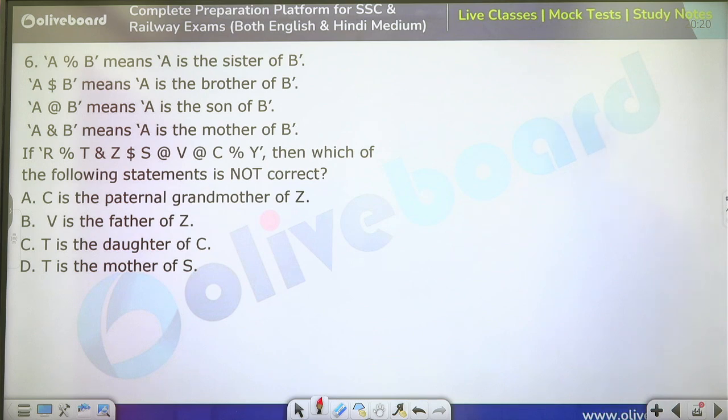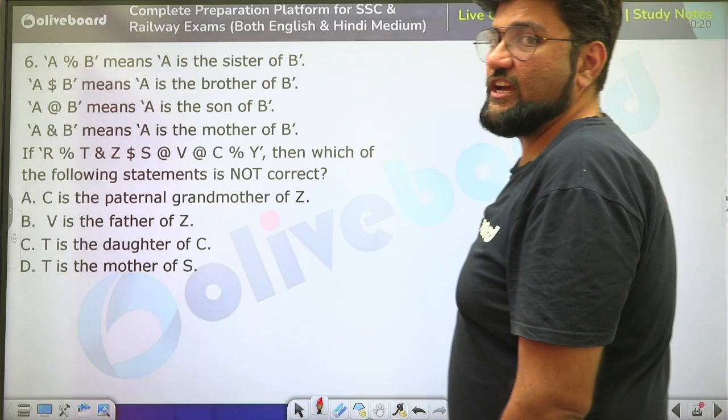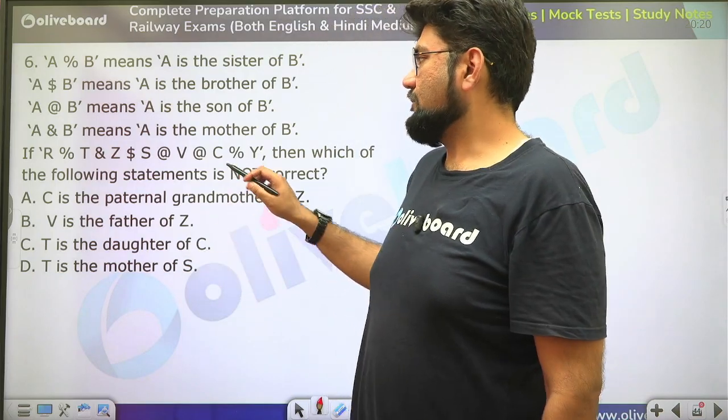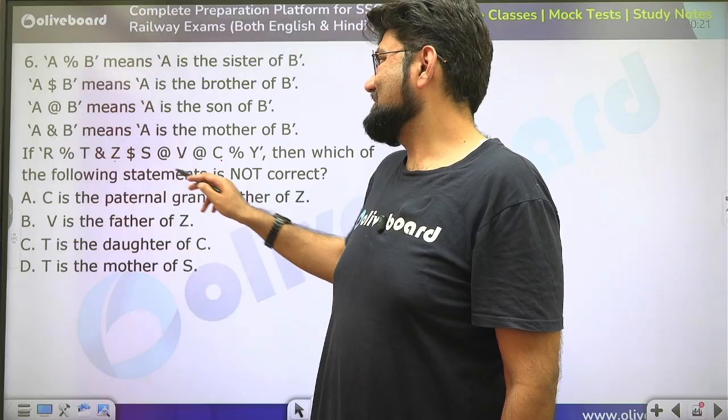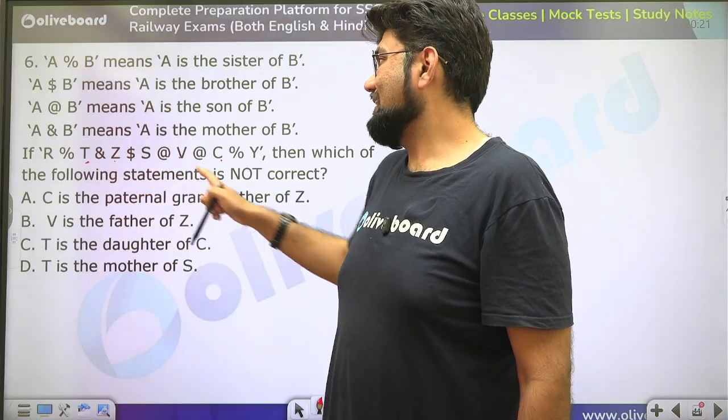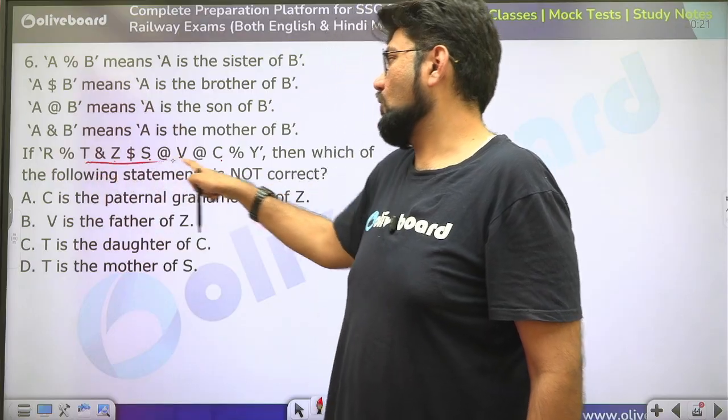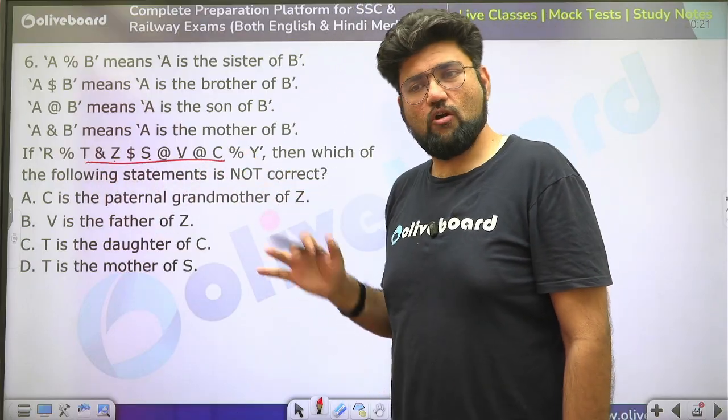Now see, if you want, you can plot the whole tree actually. But what you can also quickly do is just look at the options. What all do they want you to check? They want you to check between C and Z, V and Z, T and C, T and S. So this is what you need to draw. Okay, plot only this much.